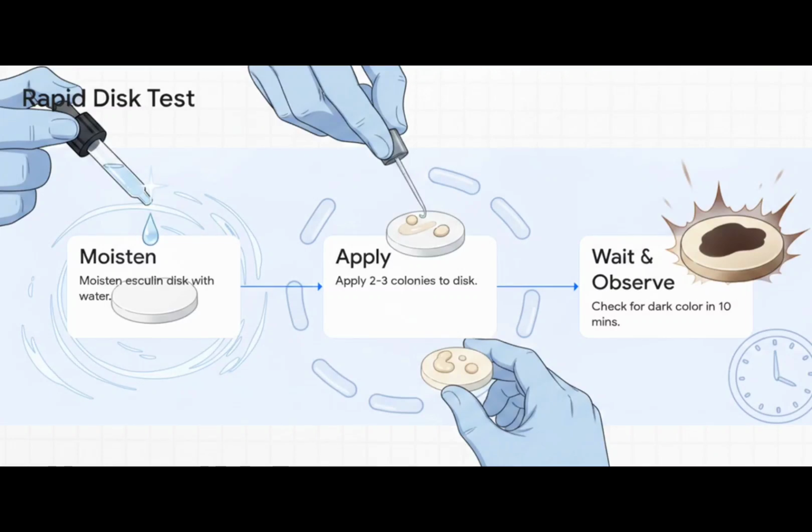Talk about a massive time saver. You take a commercially prepared esculin disc and moisten it with just a single drop of distilled water. Literally just one drop. You really don't want to saturate it. Then you smear 2 or 3 isolated colonies directly onto the disc. Instead of waiting days, you just leave it at room temperature and watch it for about 10 minutes. If the bacteria are packing that enzyme, the disc will turn dark brown or black almost right in front of your eyes.